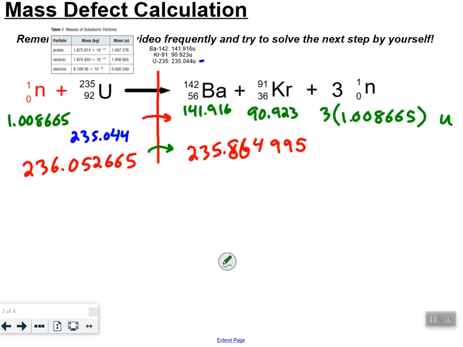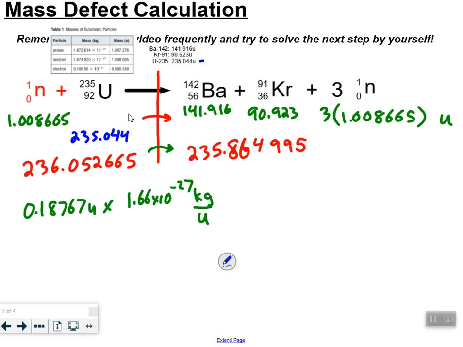So when I subtract those two numbers, I get 0.18767 u. That is my mass defect. So now we have to do the conversions. I'm going to convert to kilograms, use E equals mc squared, give you an answer in joules, and then convert that to mega electron volts. The first conversion is to change this into kilograms, and one atomic mass unit is 1.66 times 10 to the negative 27 kilograms. So there's our conversion.